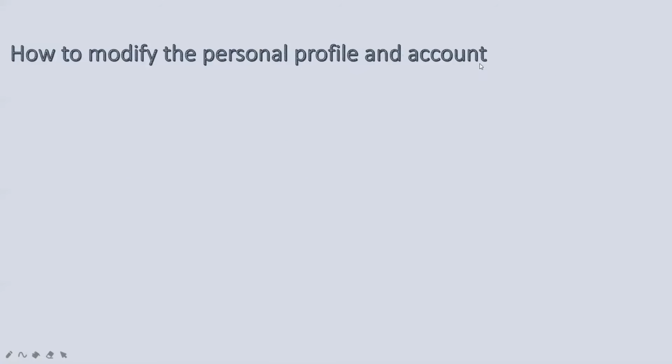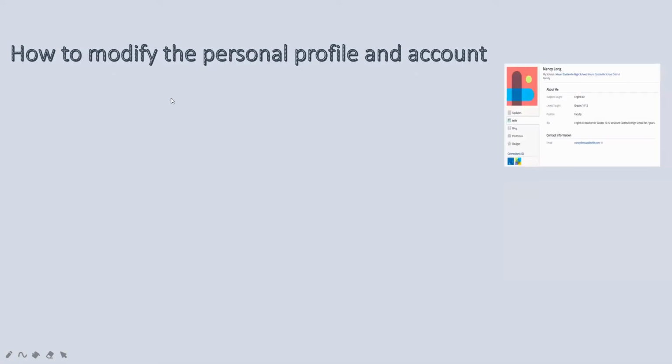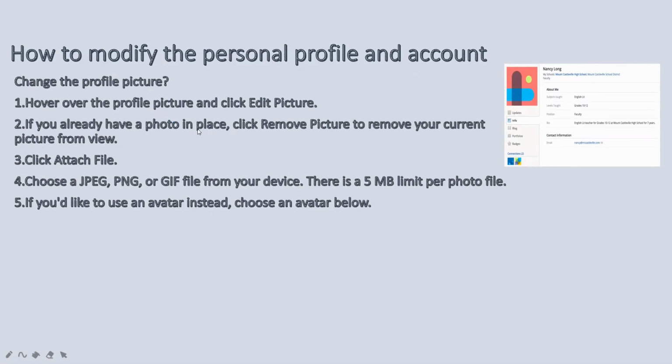So how to modify the personal profile and account in Schoology? For the first question, how to change your profile picture. For the first step, you need to hover over the profile picture and click edit picture. If you already have a photo in place, click remove picture to remove your current picture from view.